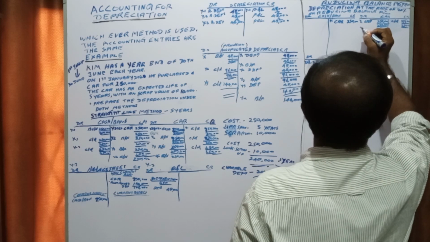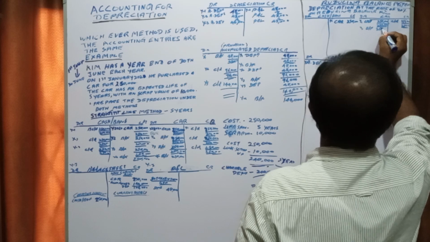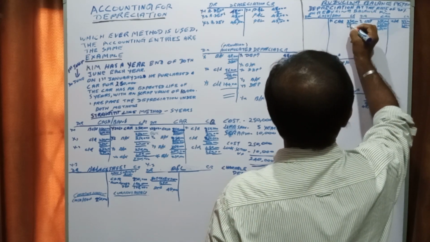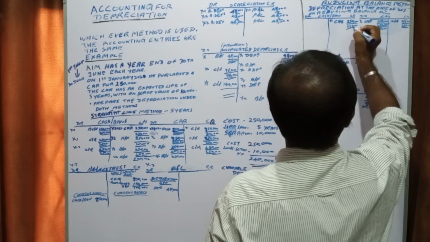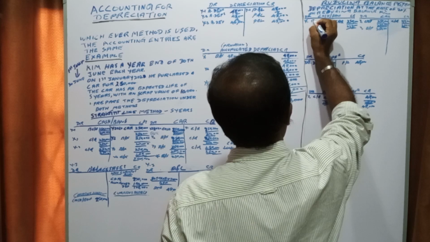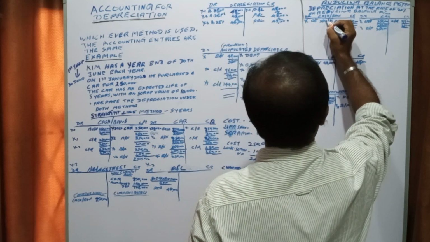Brought forward year 2, brought forward balance 250,000. Here it is 250,000. Here year 1 brought forward 250,000. Okay.